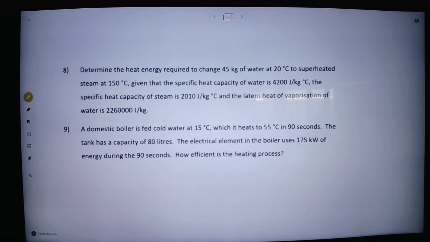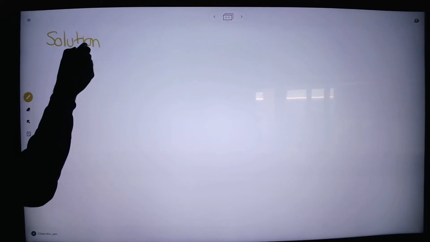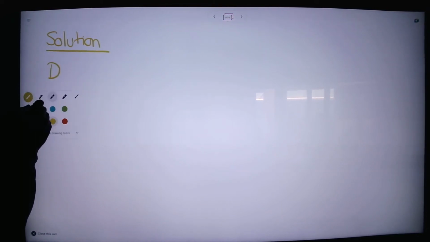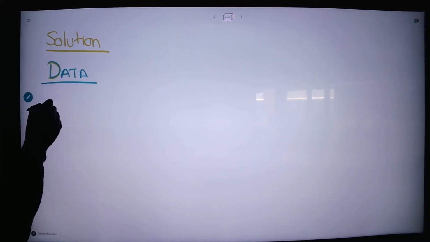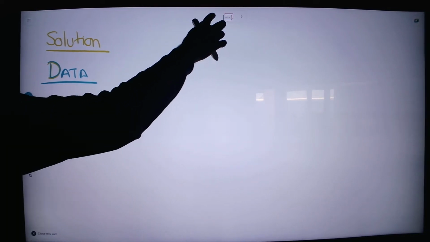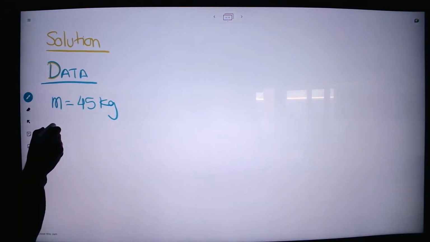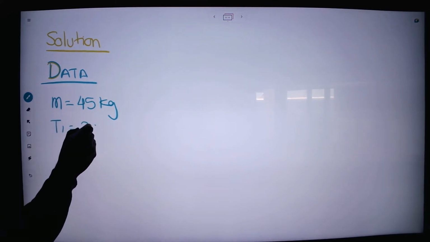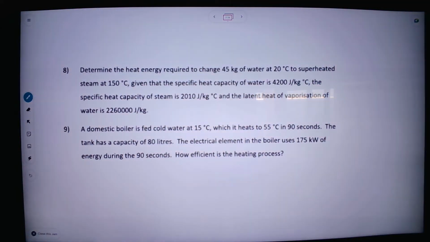So we need to actually break it down into steps. We know the mass. Let me do it on the next page. Okay, the mass is 45 kilograms. Then we have T1. T1 is 20 degrees centigrade. Is it 20 or 25? 20. 20 degrees, thank you.